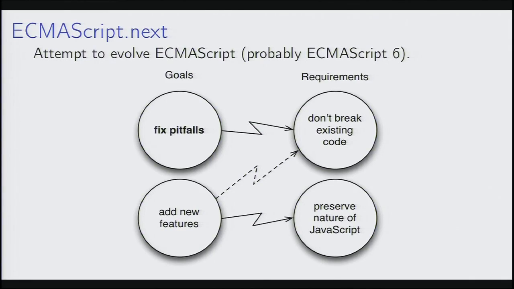ECMAScript.next is the attempt to evolve ECMAScript as it currently exists. ECMAScript.next is a code name because there's been a precedent of version numbers changing, so they want to make sure that they don't call it ECMAScript 6 yet, and then at the last minute the version number changes. So they're being cautious.